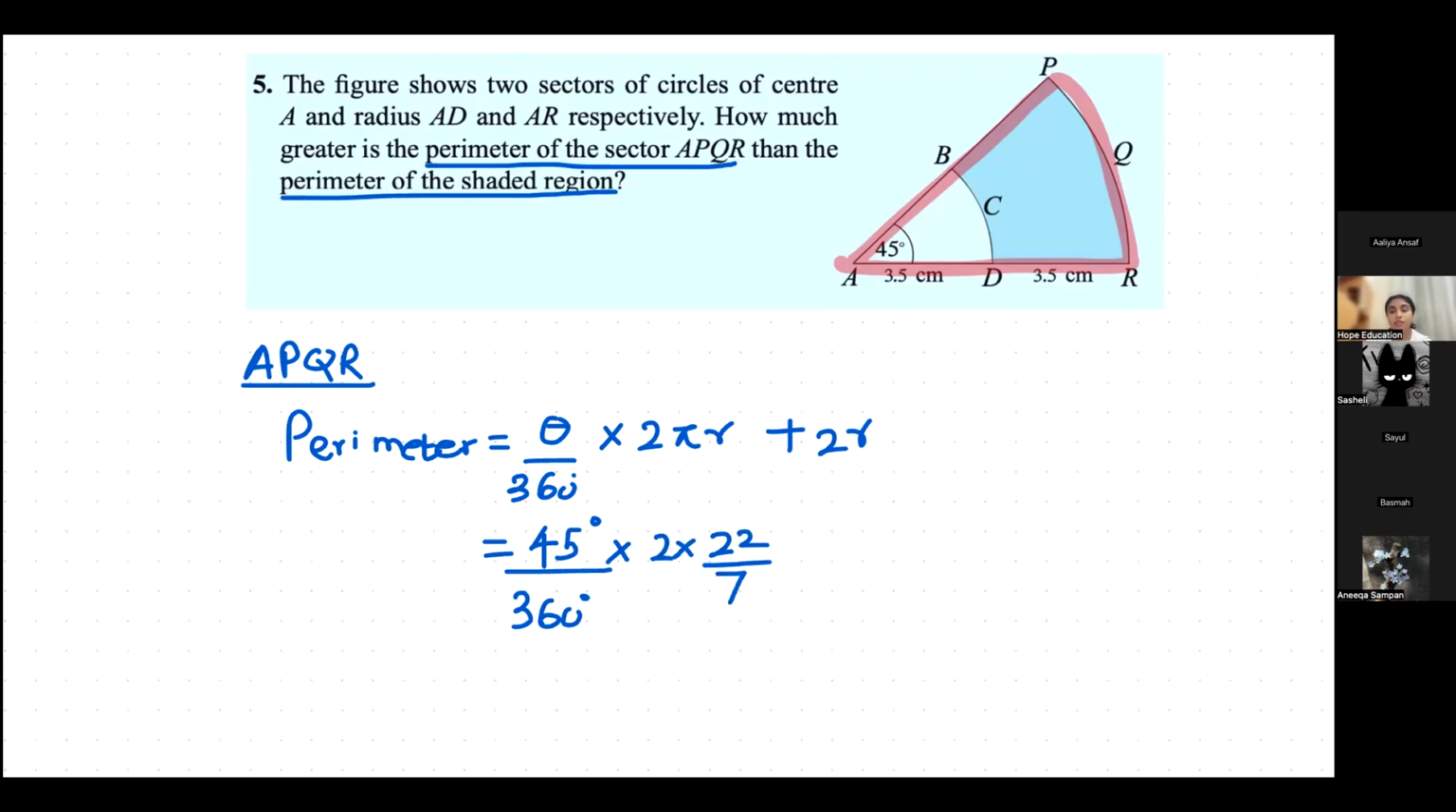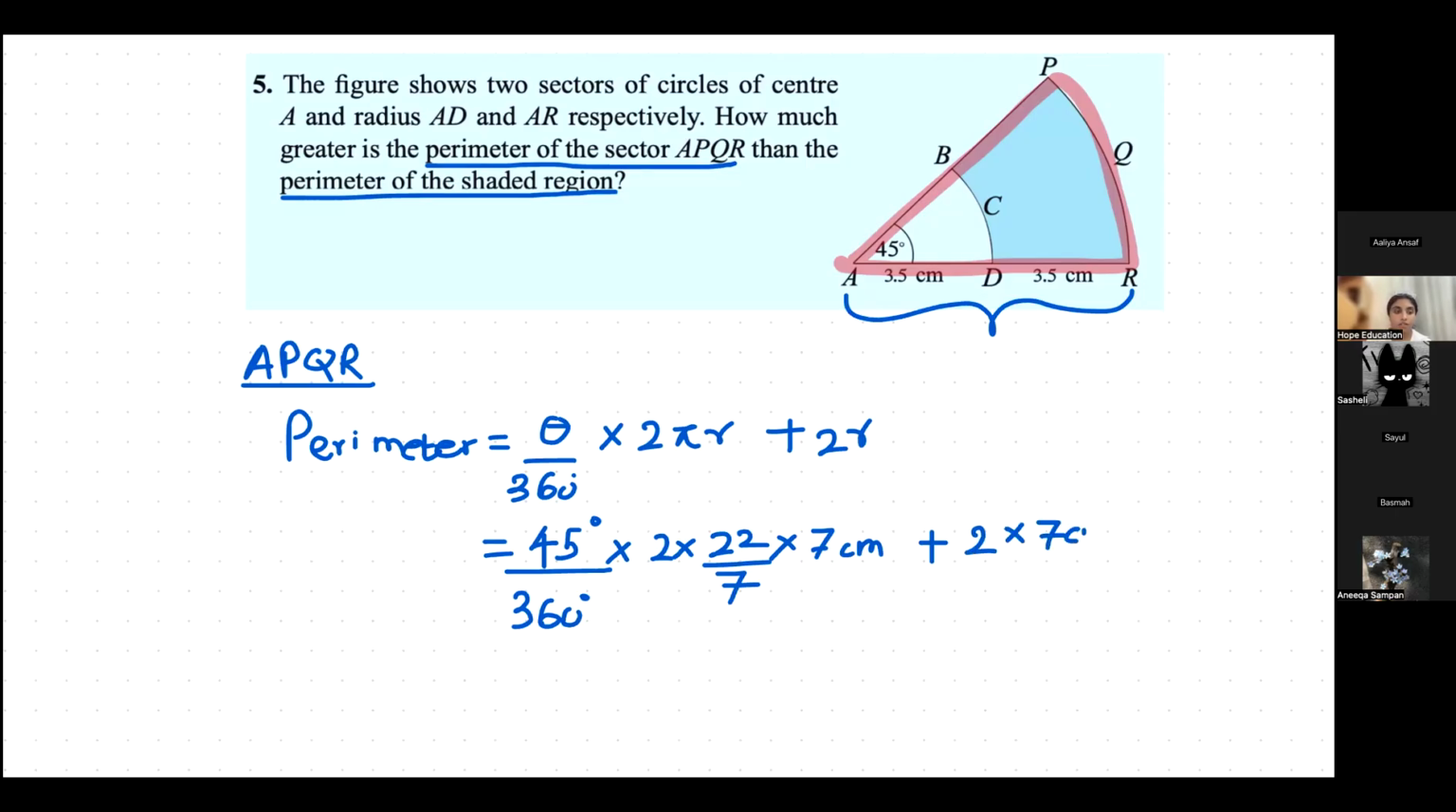What is the radius of this? 7 centimeters. Yes. This little part is 3.5, this little part is 3.5. That means this total part is 3.5 plus 3.5, which is 7. Plus 2r. 2r is again 7 centimeters.